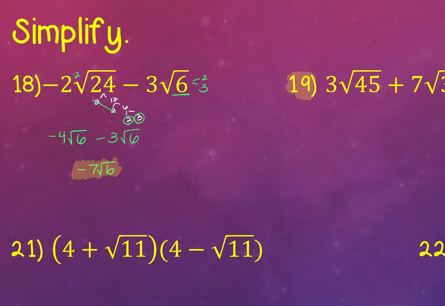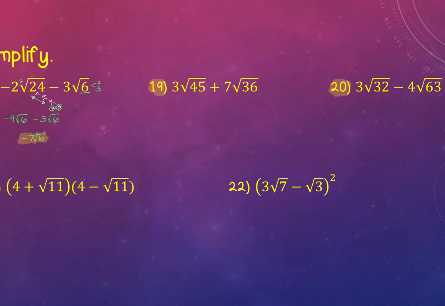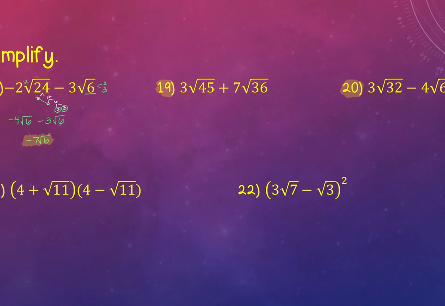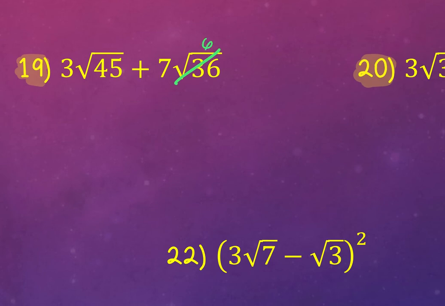Okay, we're going to save 19. We'll come back to that tomorrow. 19 and 20, so those are the same concepts. You're going to simplify. Well, actually, that one, the square root of 36, actually simplifies. Let's do this one, because this would be 6, and this would be 5 and 9 and 3 and 3.